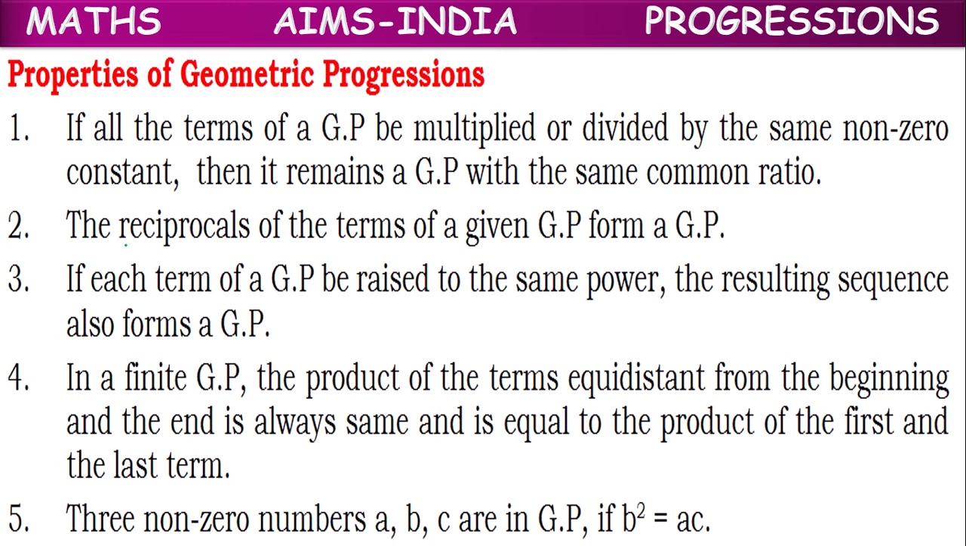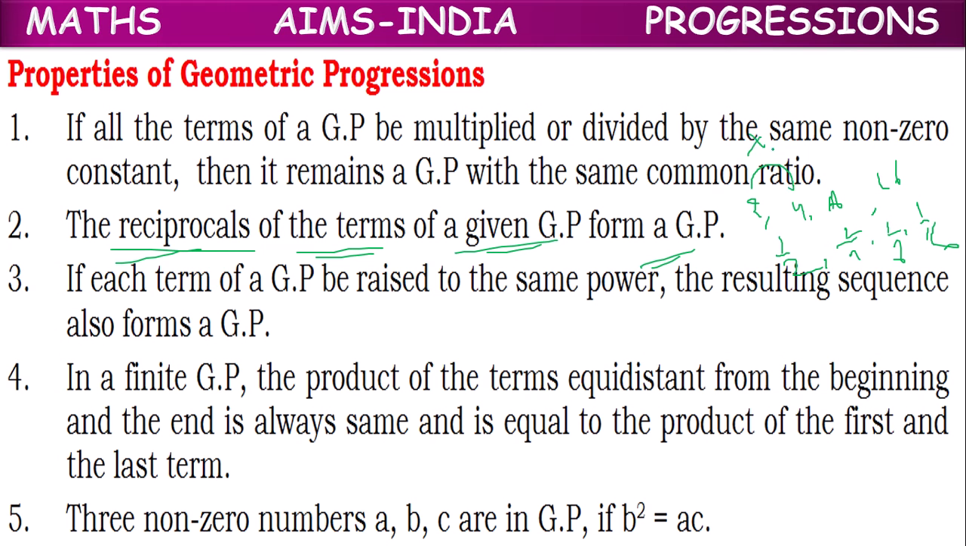Next, the reciprocals of the terms of a given GP form a GP. Suppose you have a GP like 2, 4, 8, 16. If you take the reciprocals of all the terms, then it will become 1 by 2, 1 by 4, 1 by 8, 1 by 16, like that.